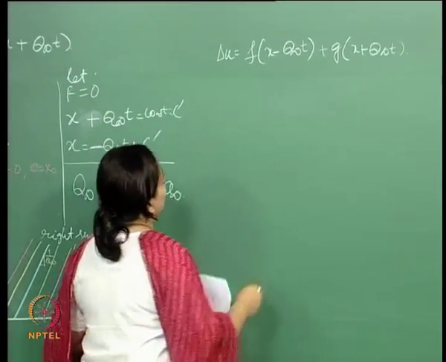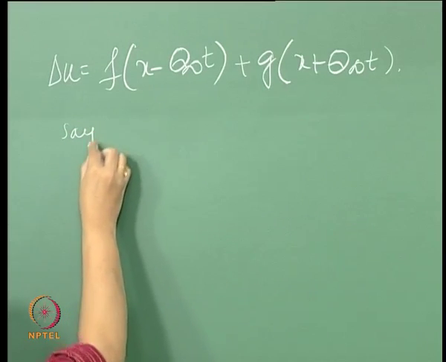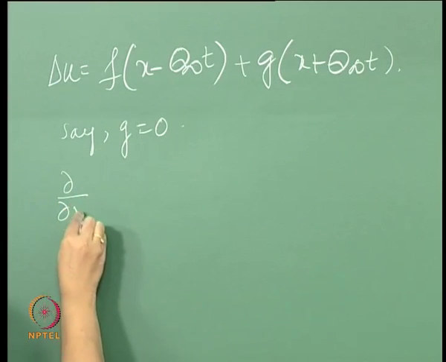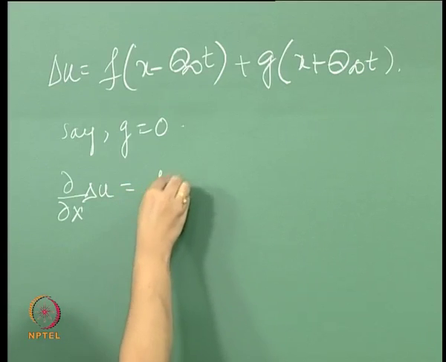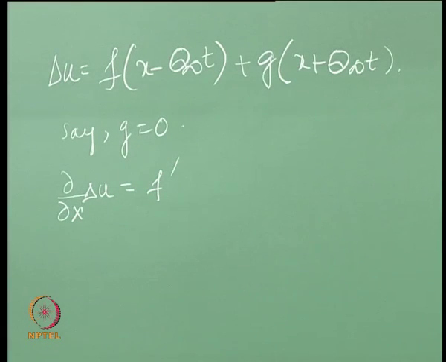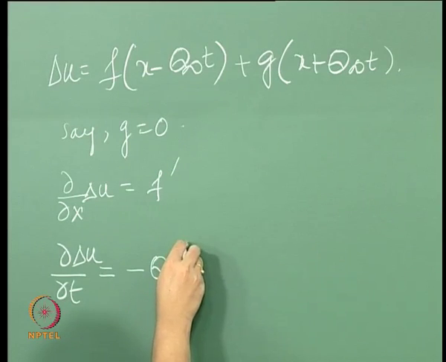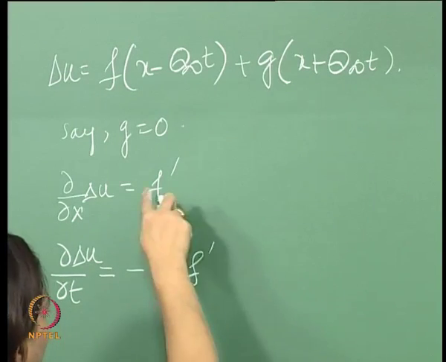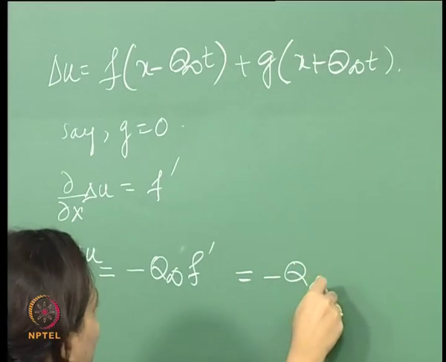Now again, let us say g is equal to 0. Then we will say del del u is that, and also delta t. So delta t is minus q infinity f dash. Therefore, if I incorporate that here, this is equal to minus q infinity.